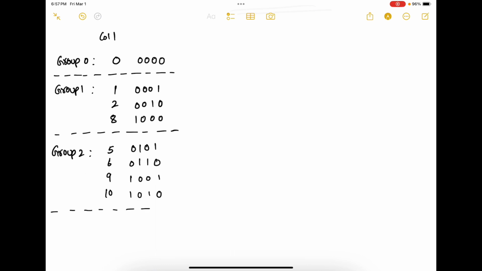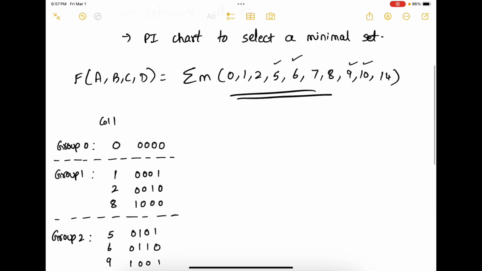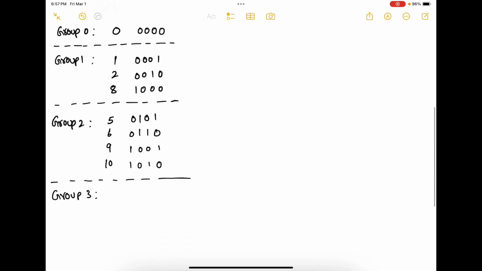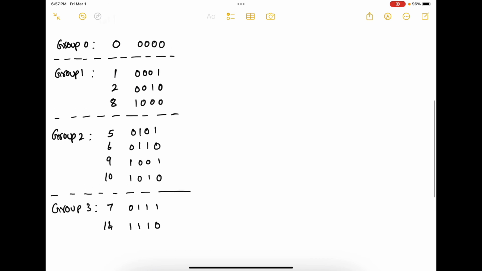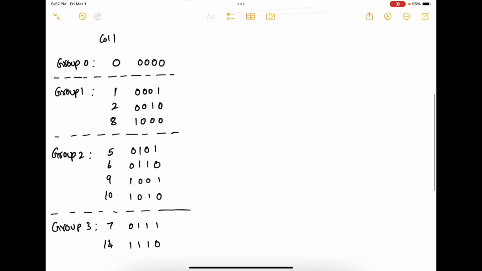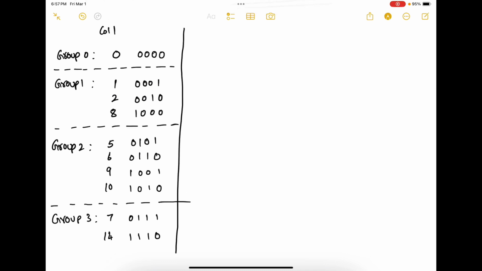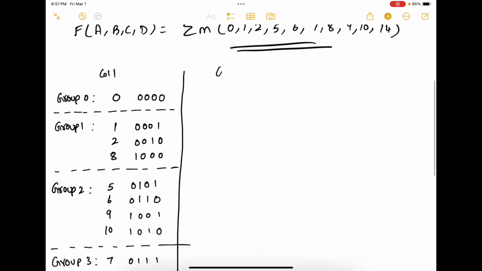Finally, you have group 3, which consists of 3 ones. And the minterms are 7 and 14. So write down 7, 14. 7 is 0, 1, 1, 1. 14 is 1, 1, 1, 0. That completes column 1. Now we go for column 2.